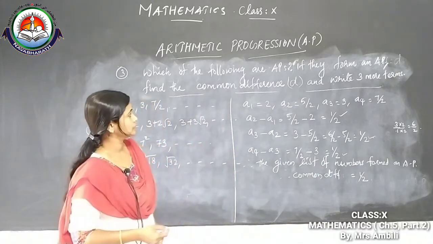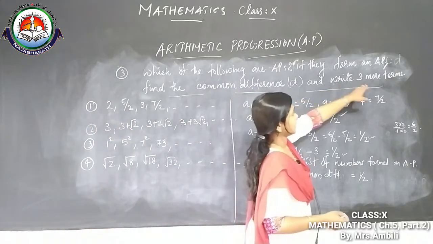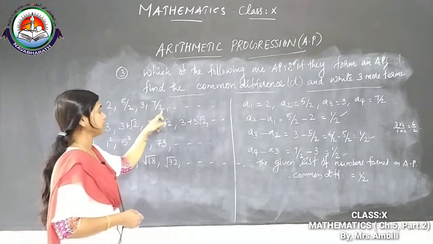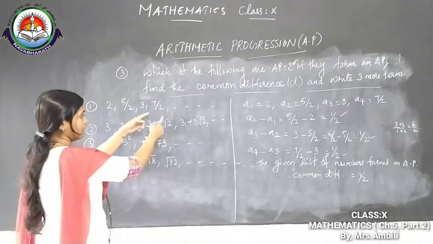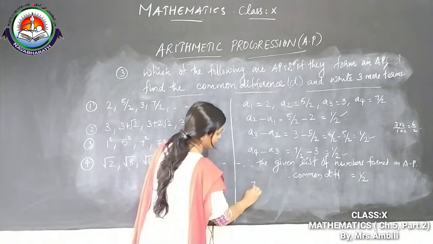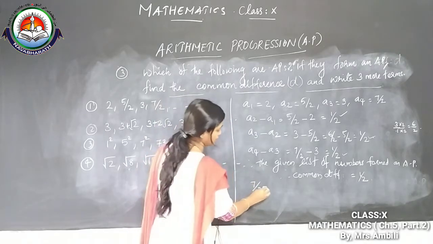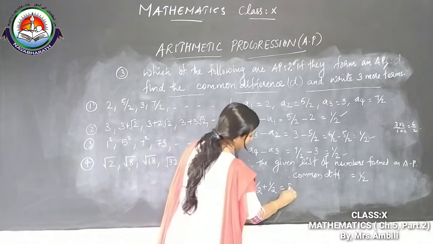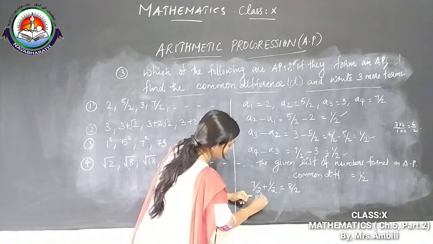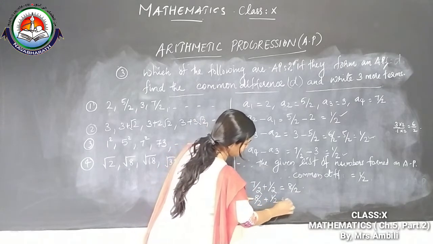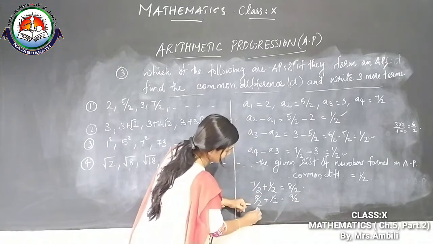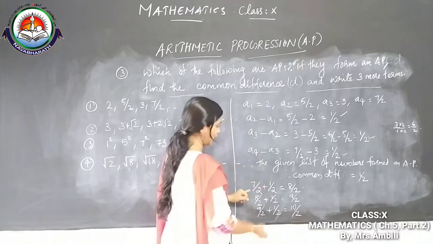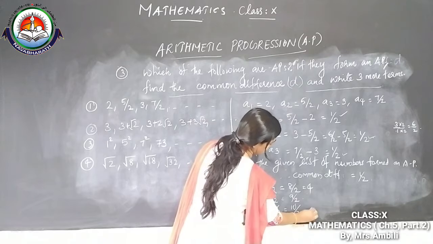Then one more question. Write 3 more terms. So, where we stopped? 7 by 2. After this 7 by 2, you need to write 3 more terms. So, from here we can start. Next term, how we will get? 7 by 2 plus 1 by 2. What is 7 by 2 plus 1 by 2? 8 by 2. Next term, 8 by 2 plus 1 by 2, 9 by 2. What is next term? 9 by 2 plus 1 by 2 equal to 10 by 2. So, 8 by 2 we can write 4 and 10 by 2 we can write 5.